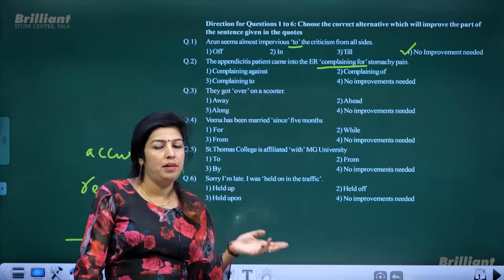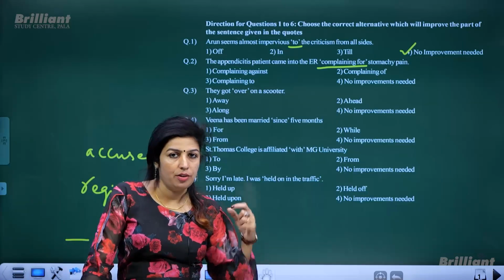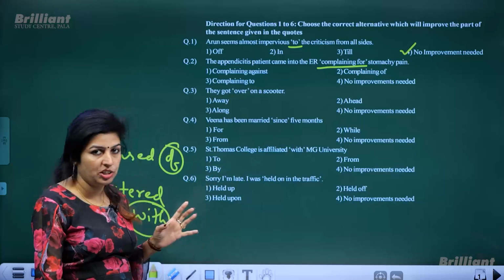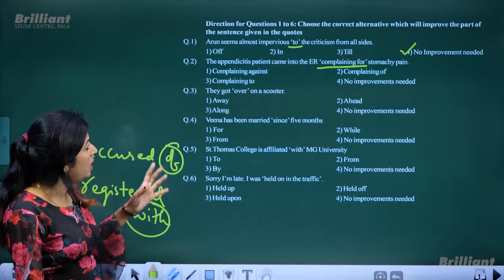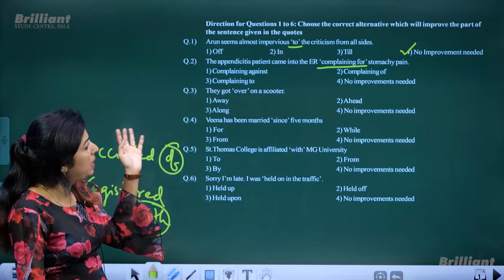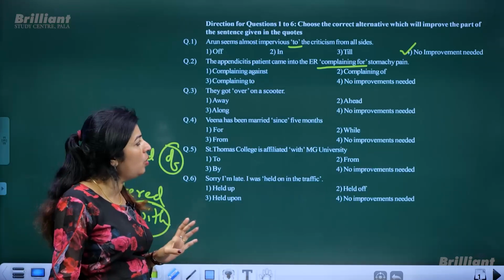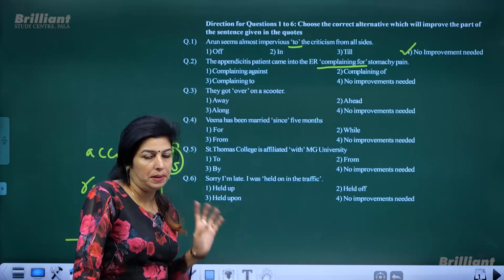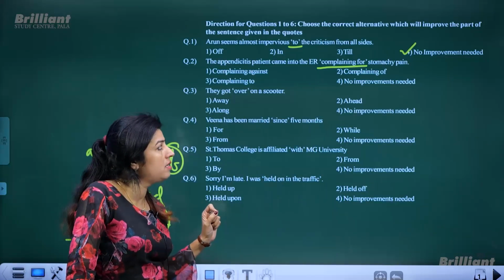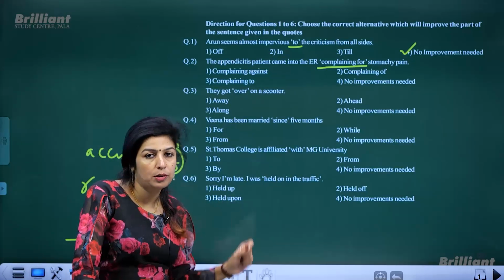So that complaining for, should we change that? So what are the options given? Complaining against, complaining of, complaining to, or else no improvements required. But this particular sentence could be improved or should be improved.